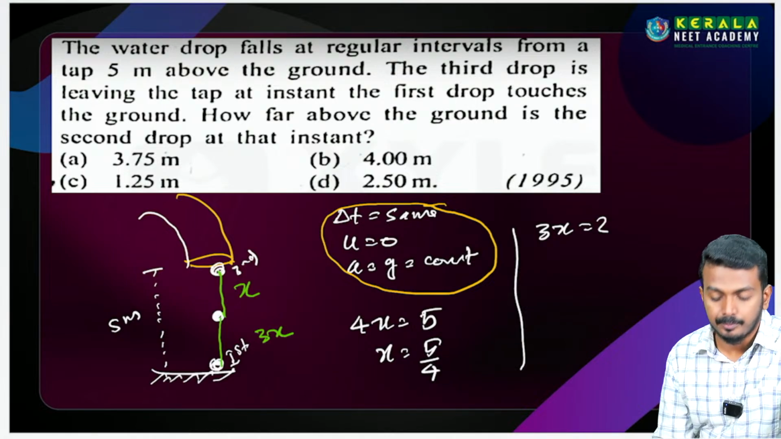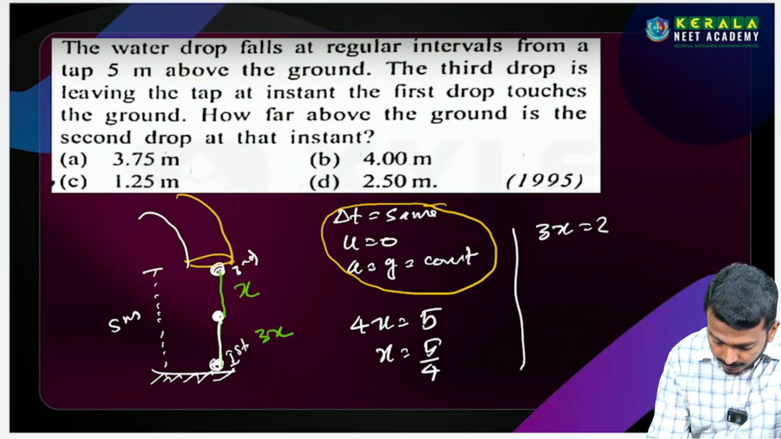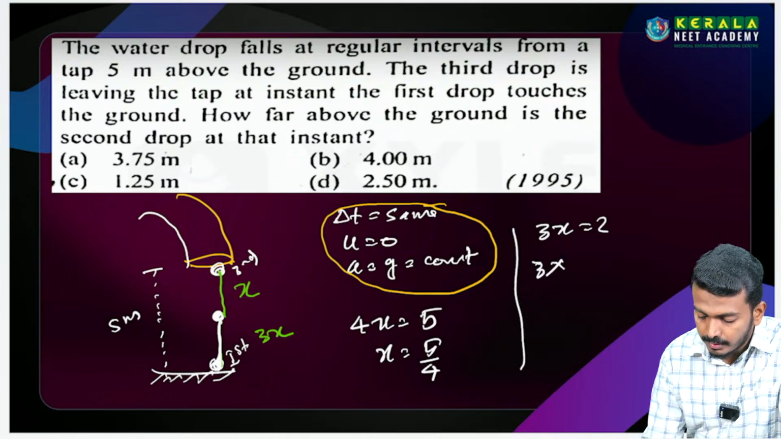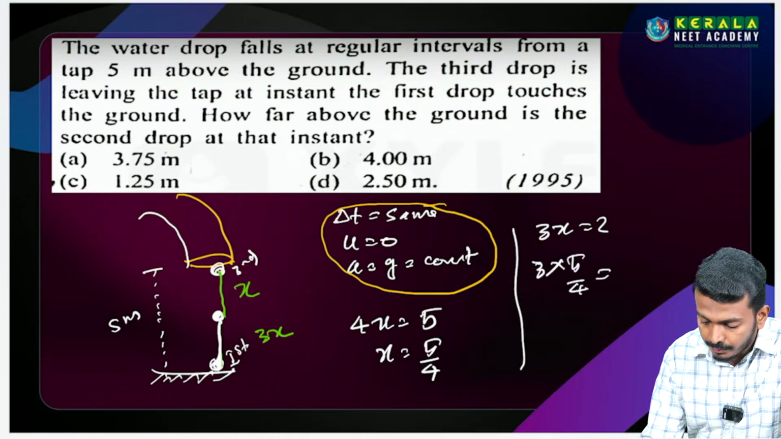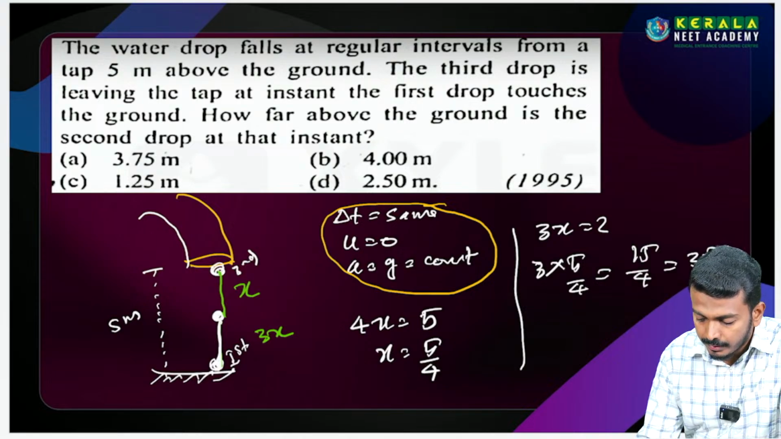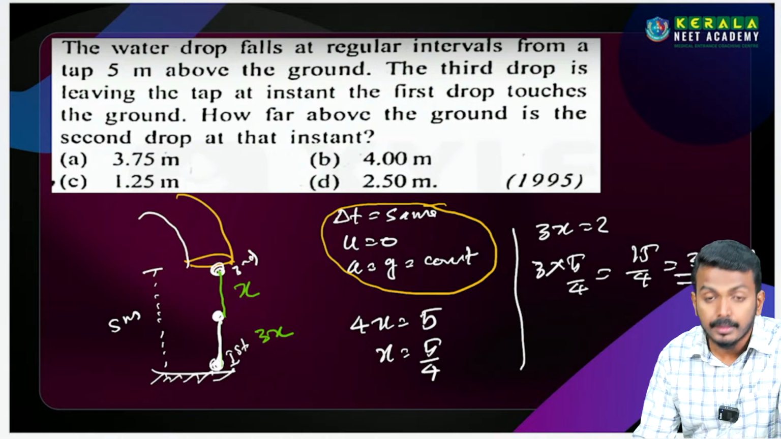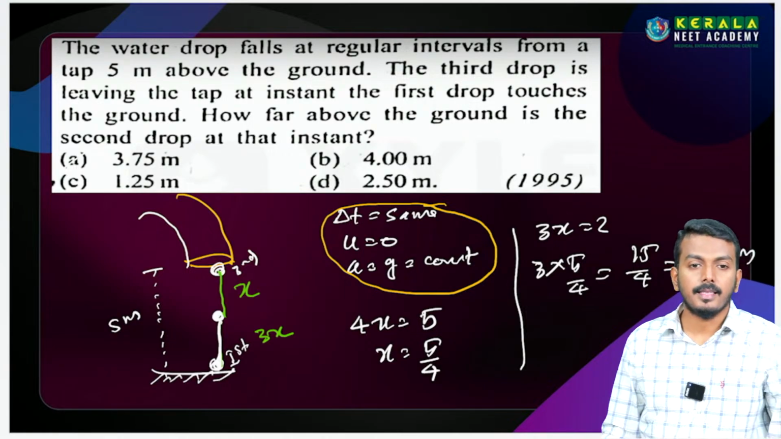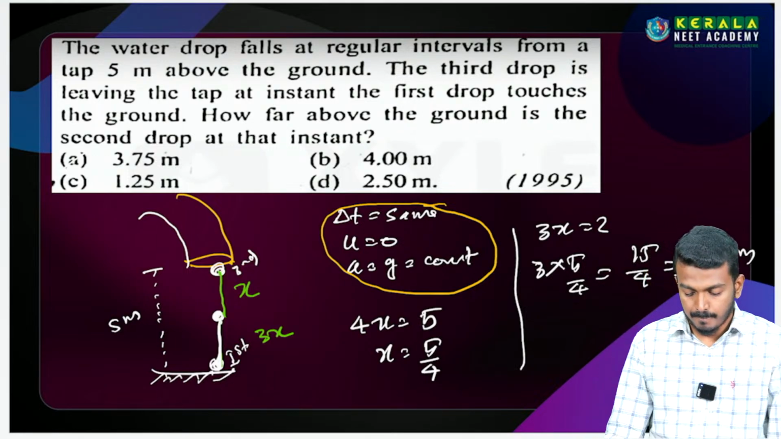3x is the question. Listen, this is 3x. That is the question. Means 3 into what is the value of x? 5/4 means 15 divided by 4, which is almost 3.75 meter. That is the answer. Which option? Option A. A is the correct answer. Okay.